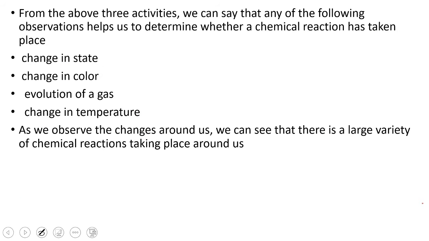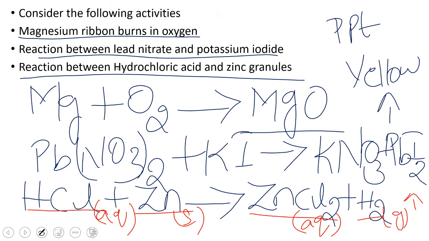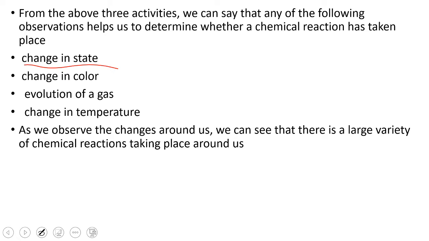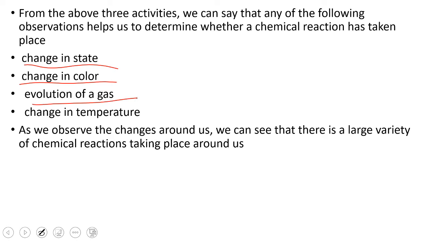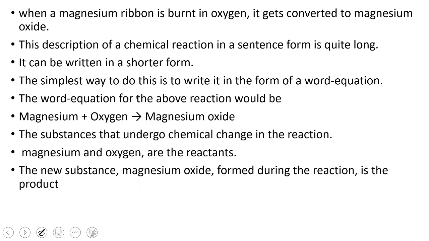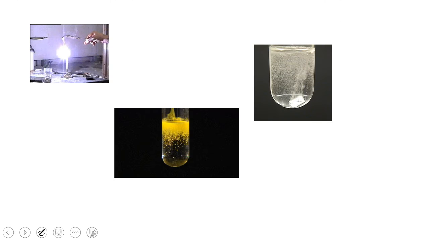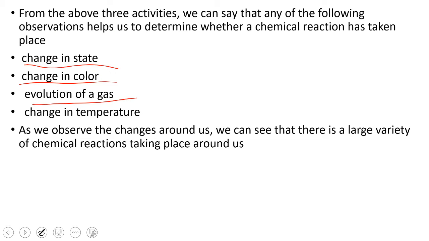So what happens is there is a change in the state, and in this reaction, a colorless solution turns into yellow color, right? That means there is a change in the color, and in this reaction a gas is liberated. So, evolution of gas. In some reactions change in temperature also takes place, right? So as we observe the changes around us, we can see that there is a large variety of chemical reactions taking place around us.